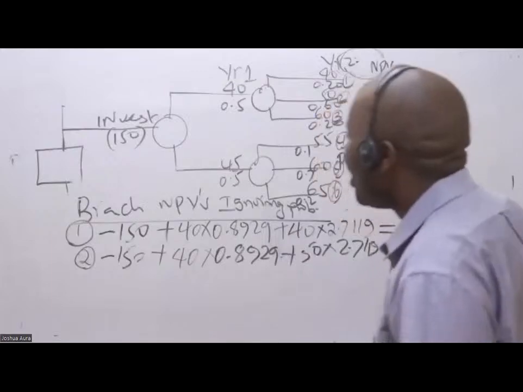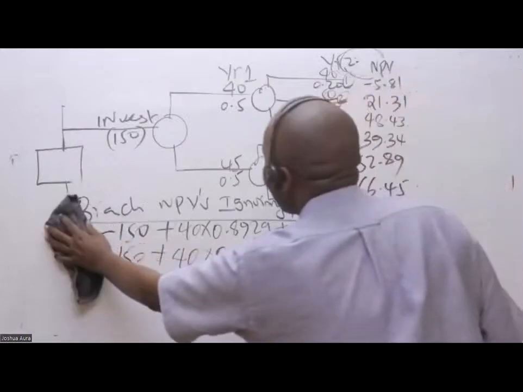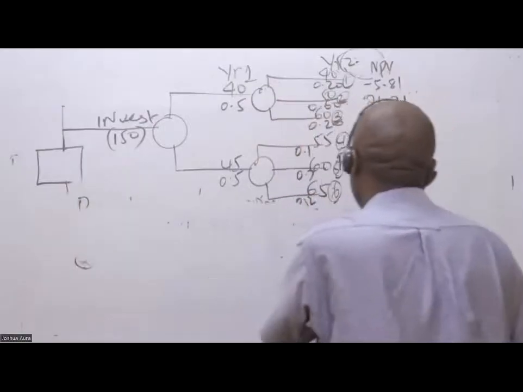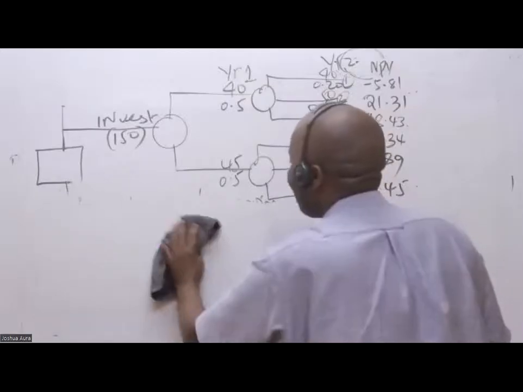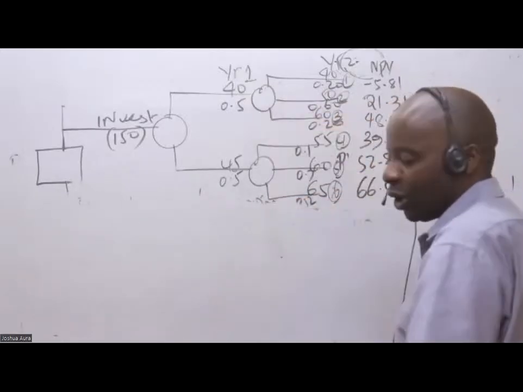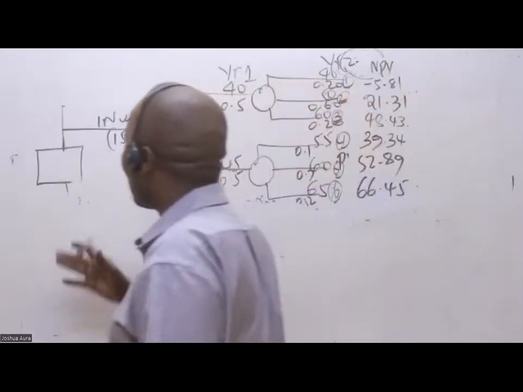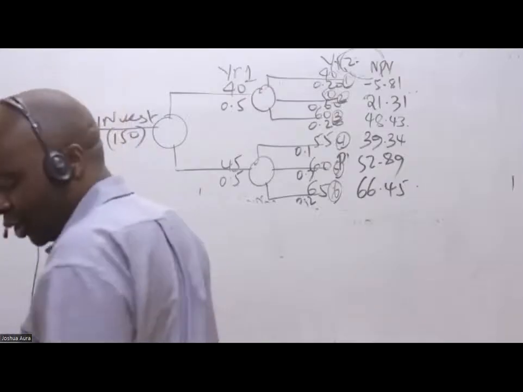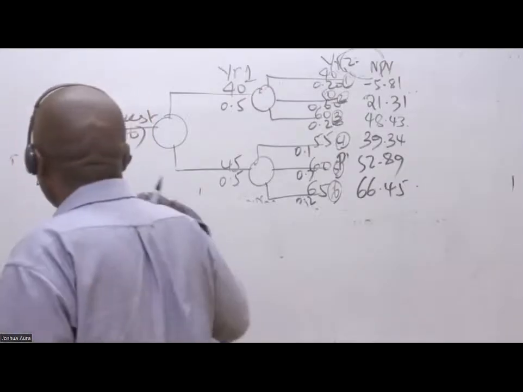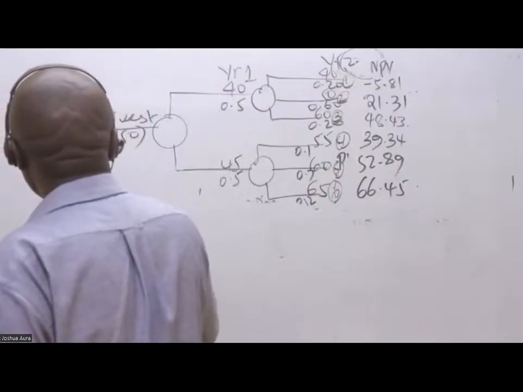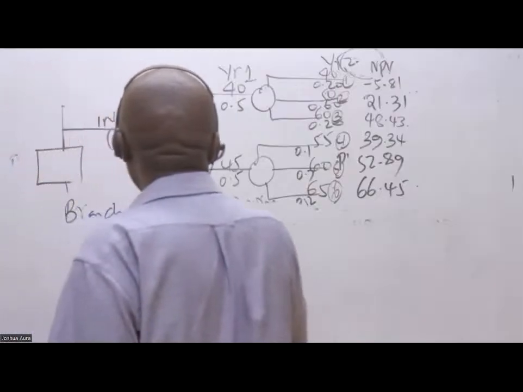Now, after this, the next step is for us to compute joint probabilities. So draw the tree, get NPVs, go to the joint probabilities. Come and calculate the joint probabilities for the branches.